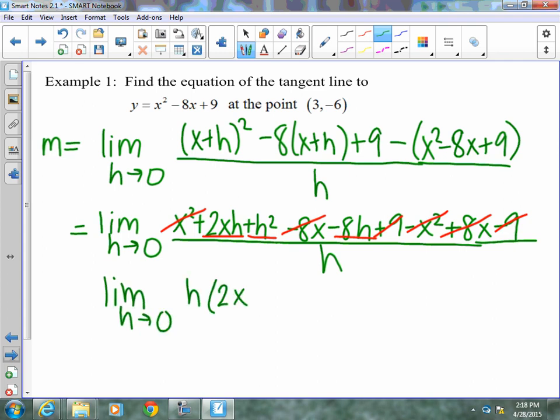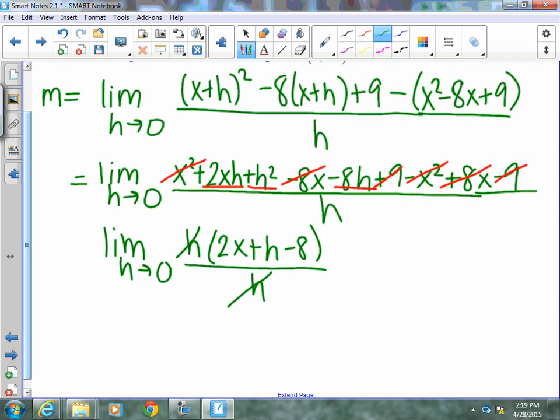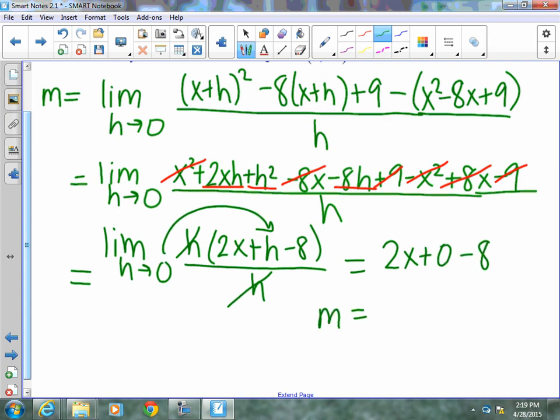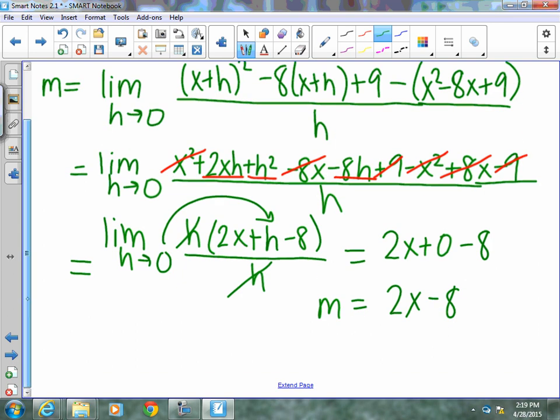Once that h on the bottom cancels out like it just did, then I'm able to plug 0 in for h. So we got 2x plus 0 minus 8, or our equation for slope is 2x minus 8. Now, we want the equation of the tangent line at the point 3, negative 6.